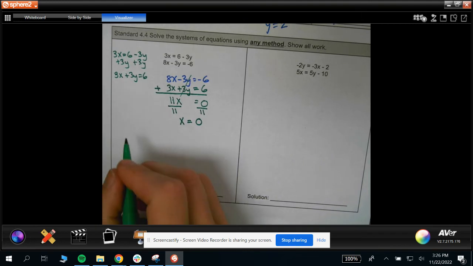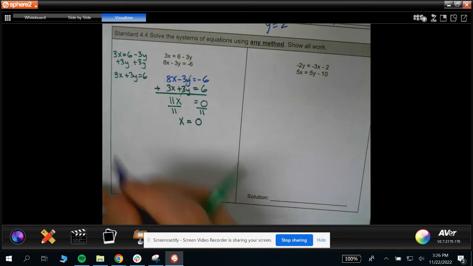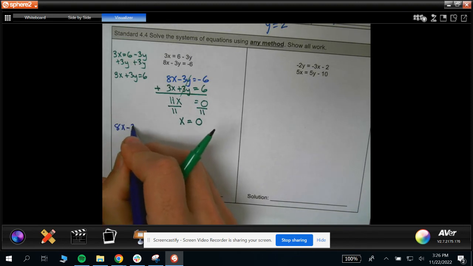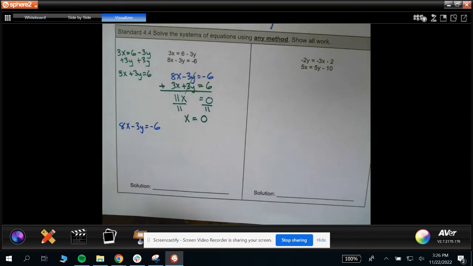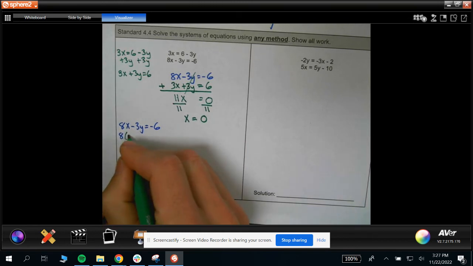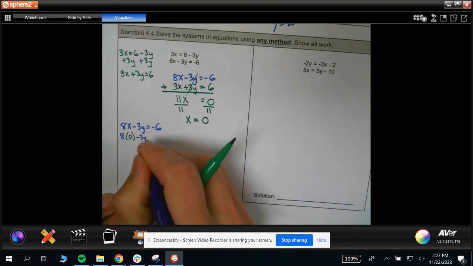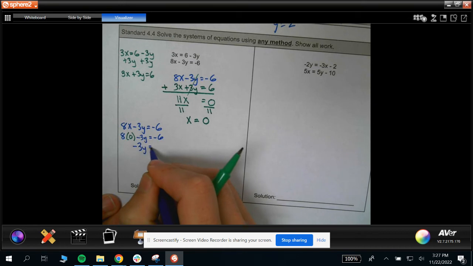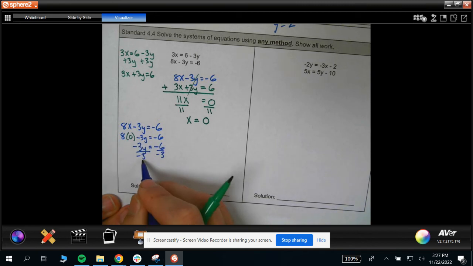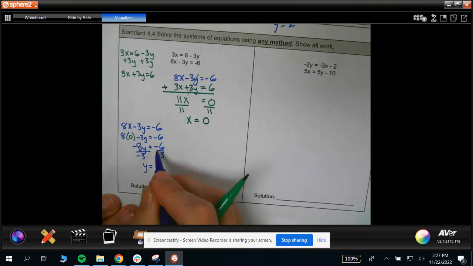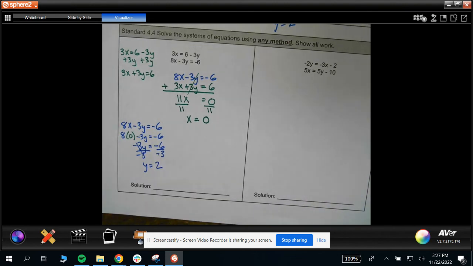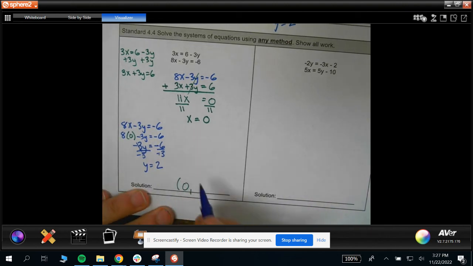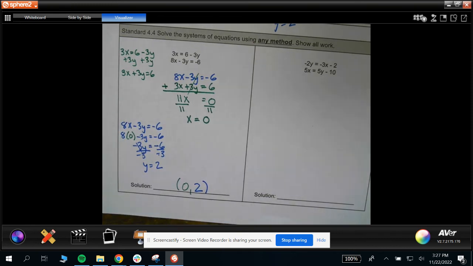All right, well, let's plug it back in. We know that 8x minus 3y equals negative 6. I'm going to replace x with what I found. 8 times 0 minus 3y equals negative 6. 8 times 0 is just 0, so that goes away. So negative 3y equals negative 6. The opposite of multiplying by negative 3 is divide. So y equals a negative divided by a negative, which is a positive, 2. So our solution is (0, 2).